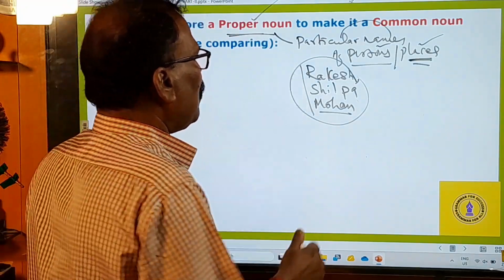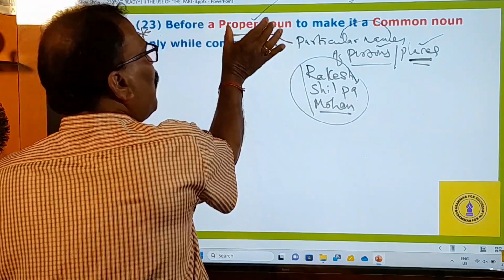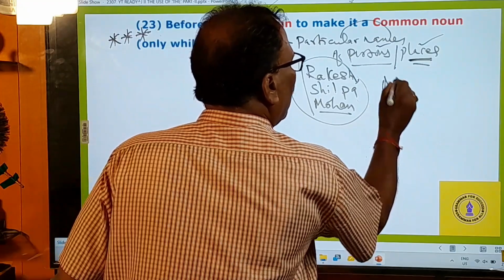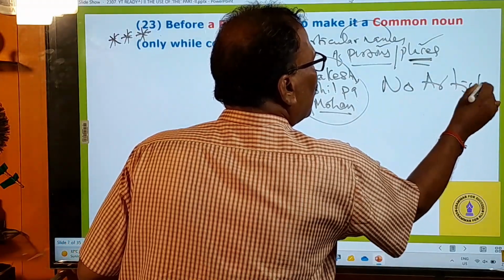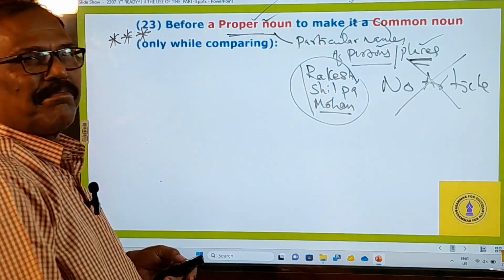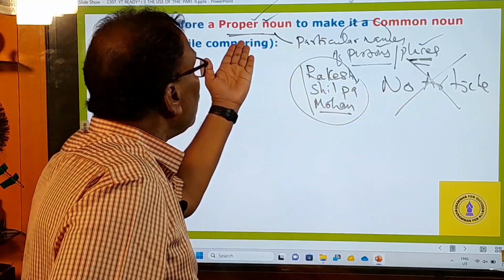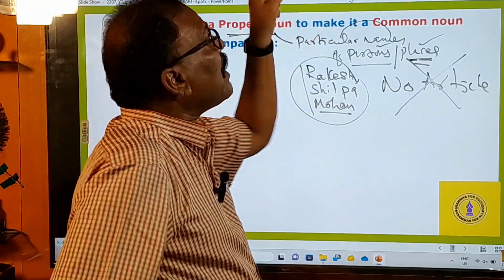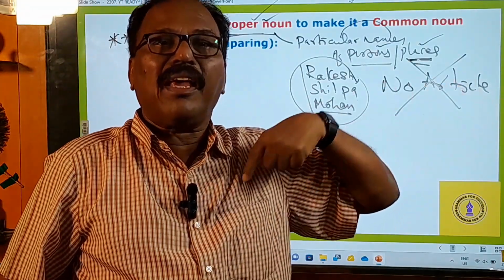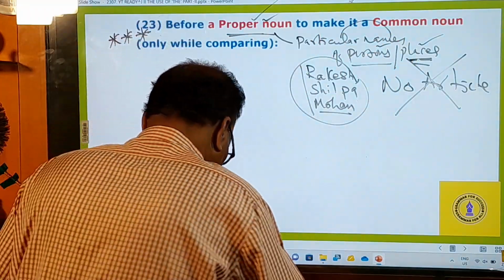But here, like that, proper. Then what is the rule here? Before these proper nouns, you should not use any article. Remember, no article is used before the proper nouns. Particular names of persons, particular names of places, you should not use any article. But here the rule says, before a proper noun, if you want to make it a common noun, you have to use a or an or the before that. How? I'll tell you that one.